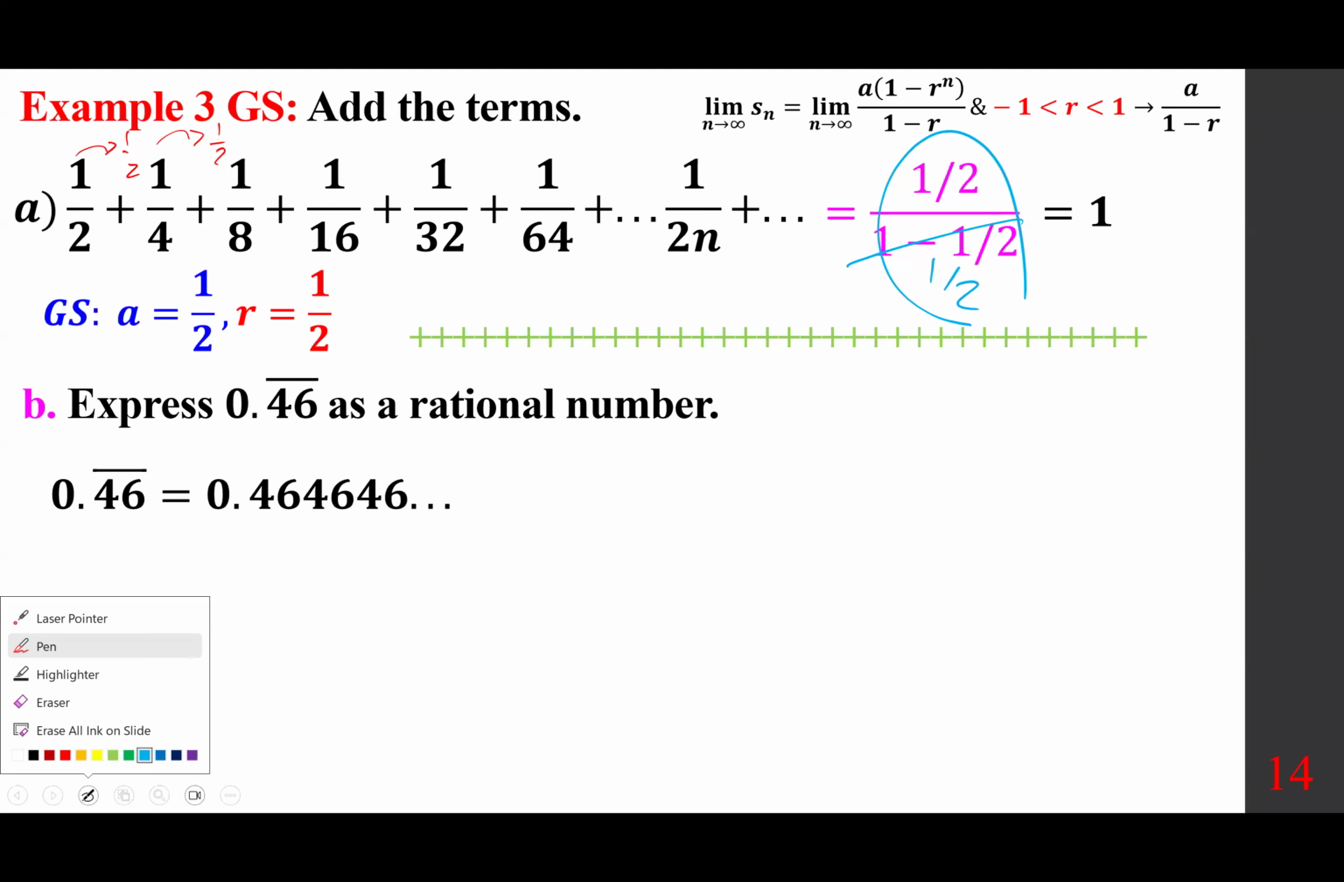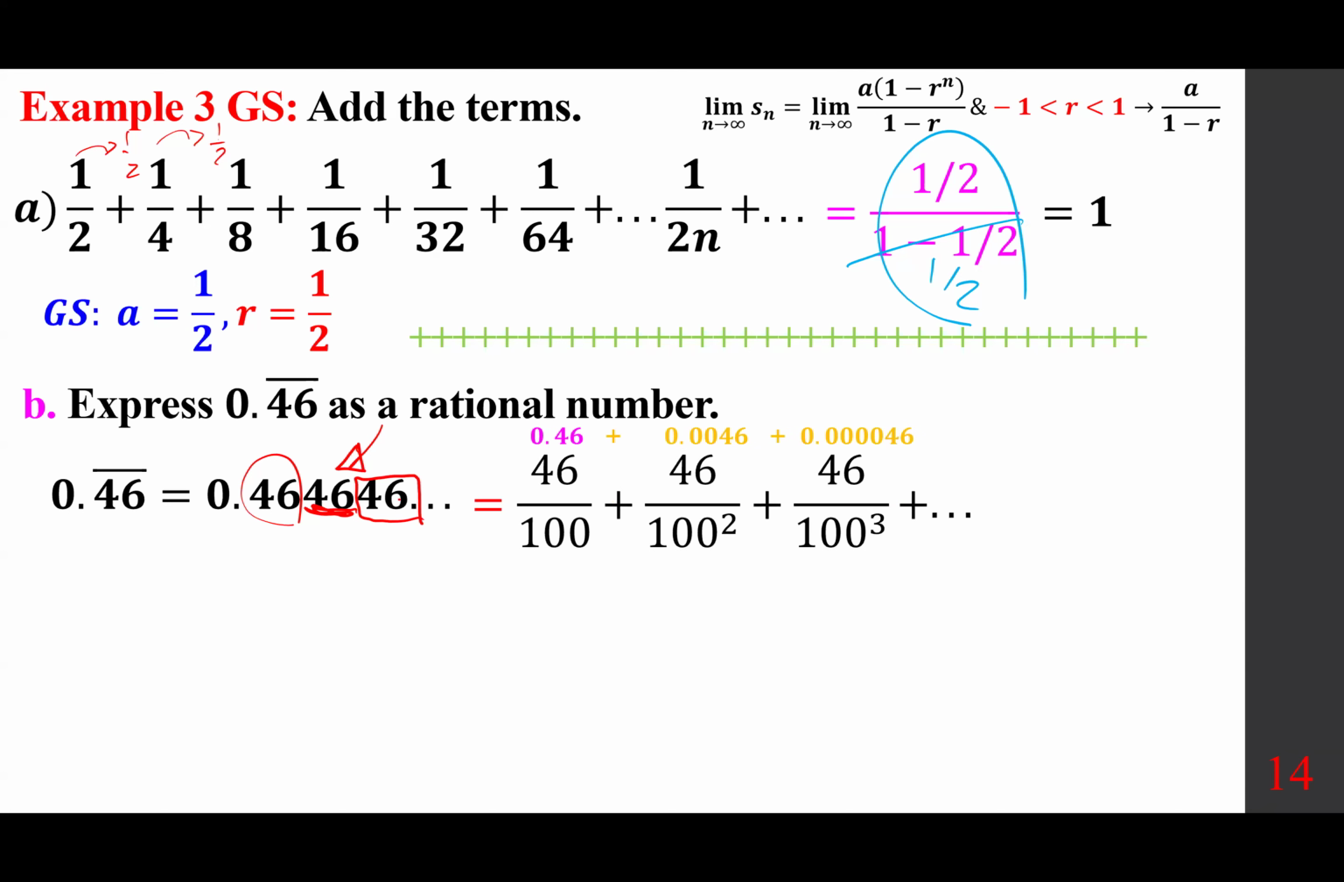So we can write this part as 46 over 100, or 0.46. This part, we can write it as 46 over 10,000, or 100 squared, or 0.0046. And this part, we can write point, and we put 4 zeros, then 46, or 46 over 100 cubed, or 46 over 1 million. So I'm going to write it in both ways, fractional format as well as decimal format.